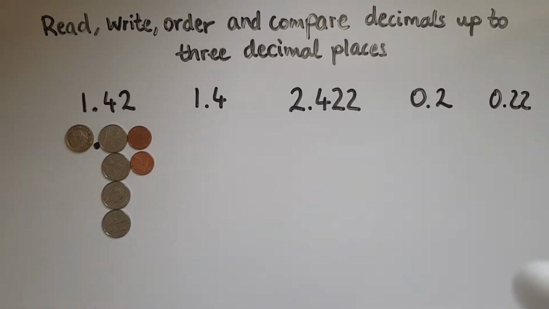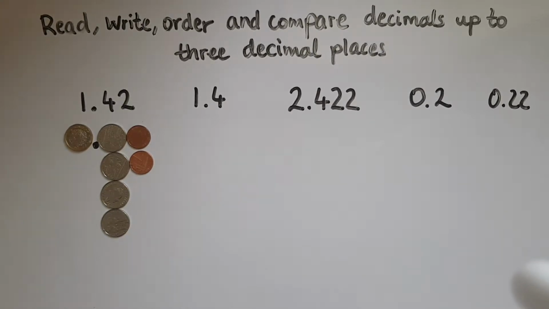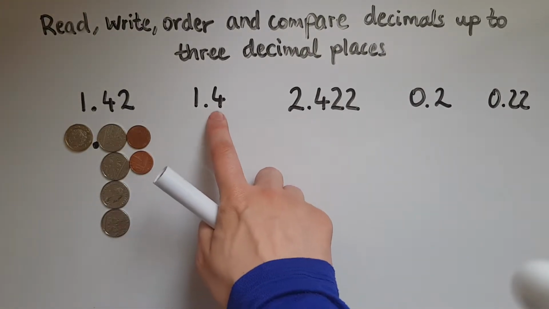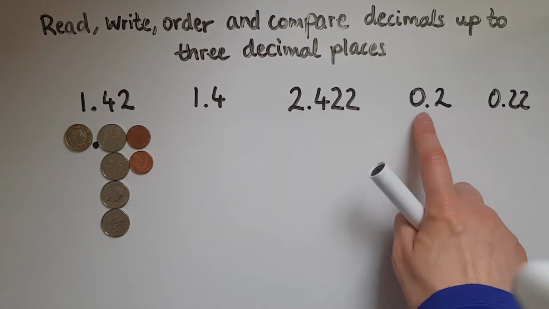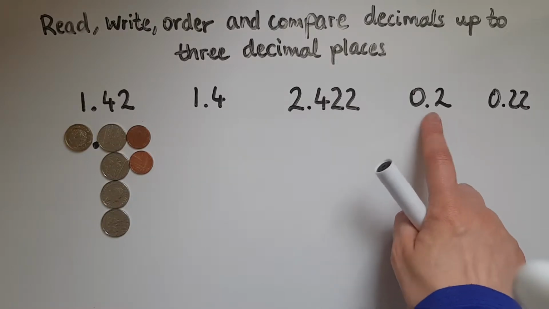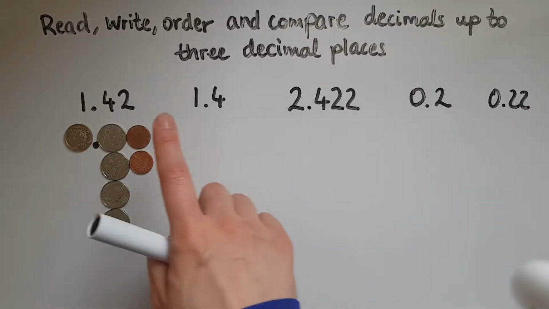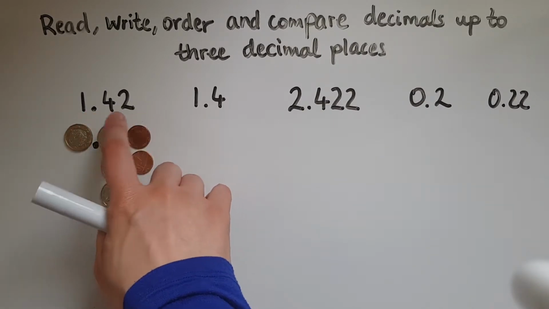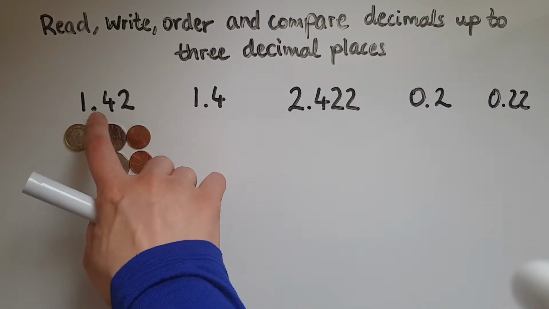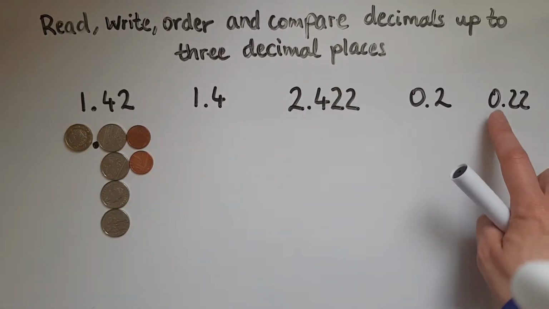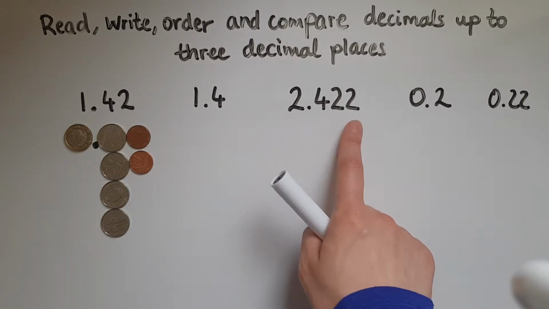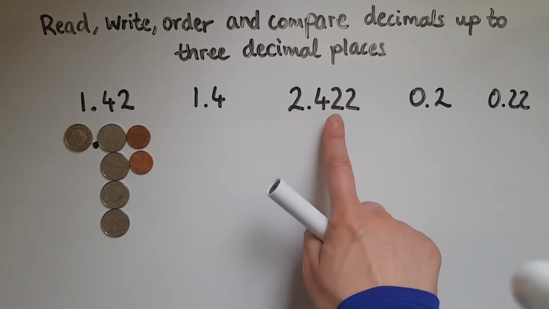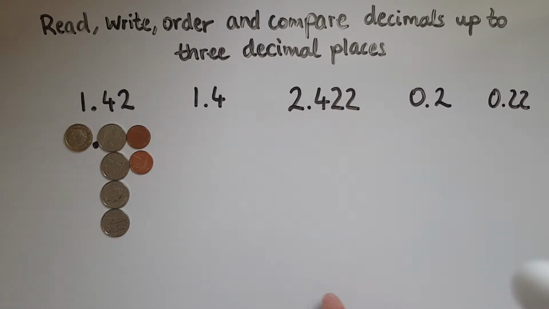In this video, we'll learn to read, write, order and compare decimals up to 3 decimal places. So we've got decimals with 1 decimal place, which means 1 digit after the decimal point, and 0.2 as well is a decimal with 1 decimal place. And then we've got 2 with 2 decimal places, so 1.42, the 4 and 2 come after the decimal point, 0.22, and finally there's one with 3 decimal places, so 2.422, so there are 3 digits after the decimal point.